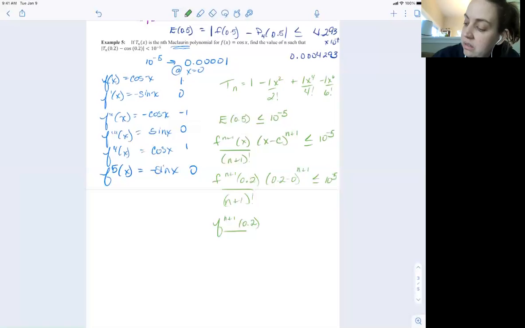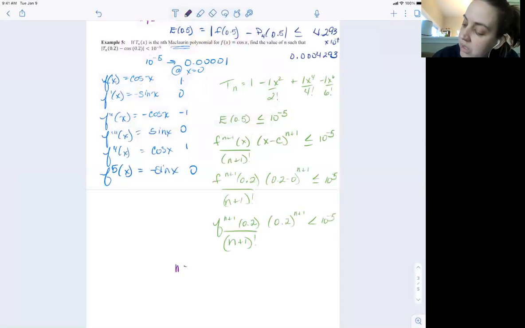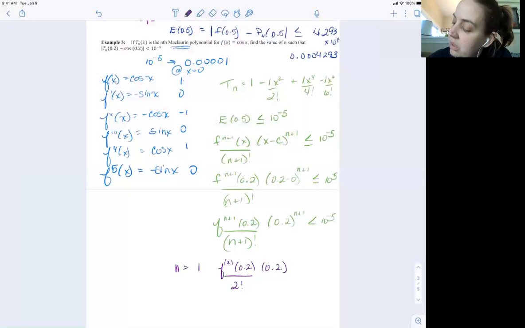All right, now you basically have to try values for n, which kind of makes these annoying. 0.2 to the n plus 1 less than 10 to the negative fifth. Okay, so let's try some of these. Let's try n equals 1. This isn't going to be it, but let's check it out. So you want the second derivative evaluated at 0.2 over 2 factorial times 0.2 squared. What does that equal?